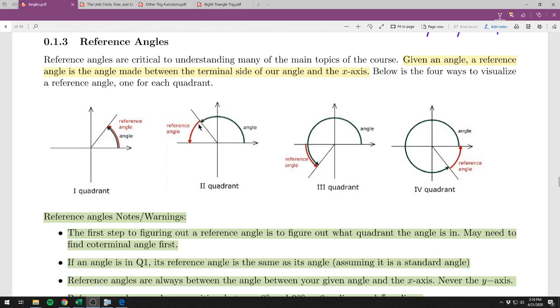But the angle in quadrant 2, just visualize here, if your angle is in quadrant 2, the reference angle is that angle made between it and the negative x-axis. Reference angles are always between it and the x-axis, straight down or straight up. Okay. Quadrant 3, you can see the visualization here. The reference angle is this portion, and quadrant 4, the reference angle going straight up to the x-axis is this portion.